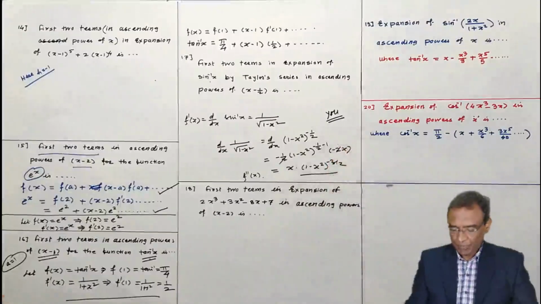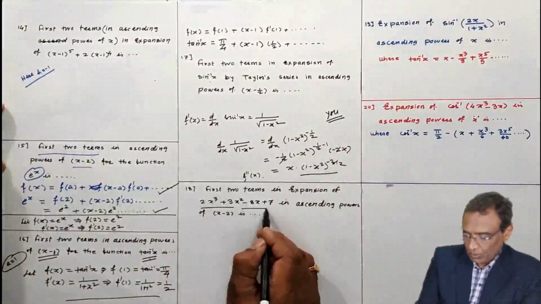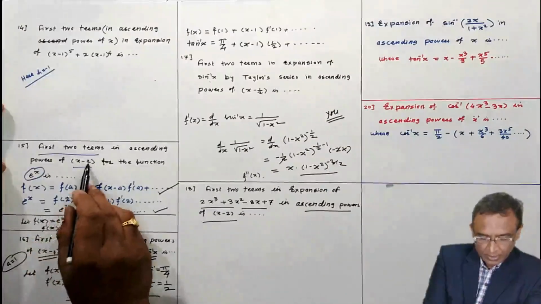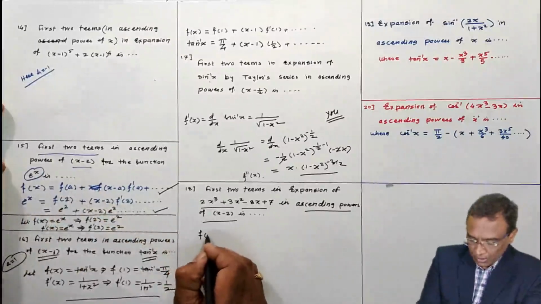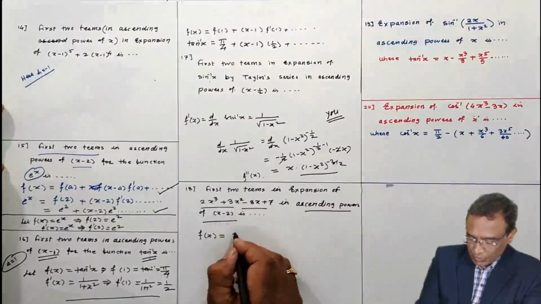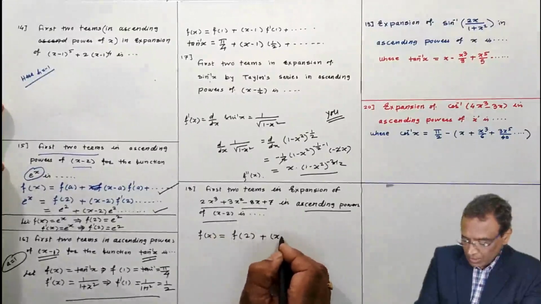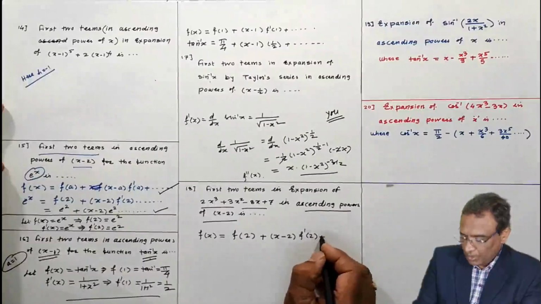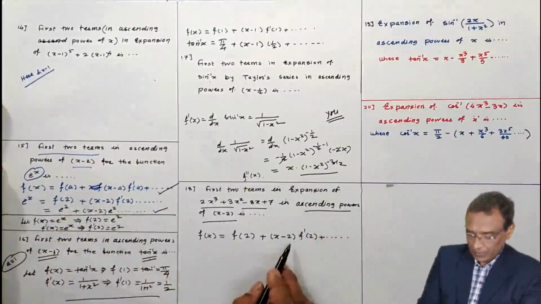This is for you. Now, first two terms in ascending powers of x minus 2. Here again a is 2, same thing, a is 2. What is the formula? In ascending powers of x minus 2, I have to expand f(x) = f(a) + (x minus a) f dash of a, and so on. This is Taylor series.